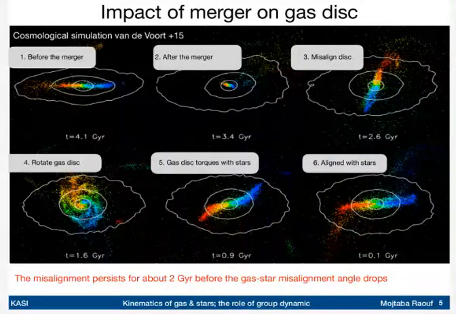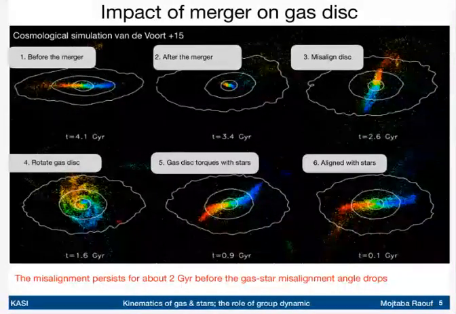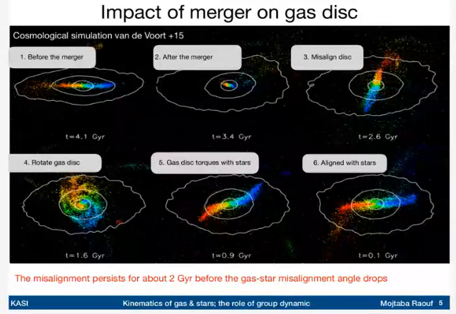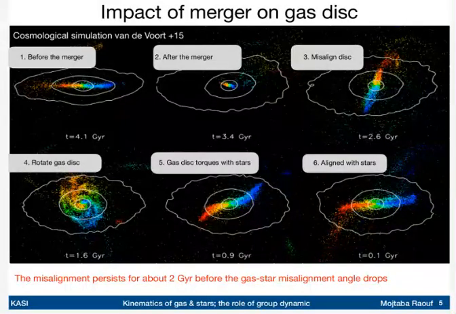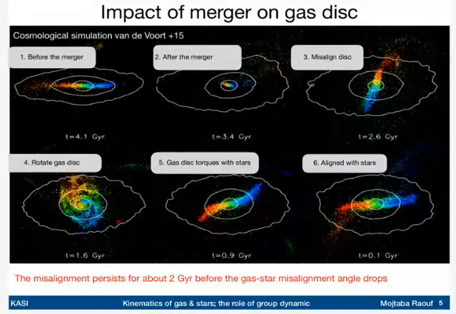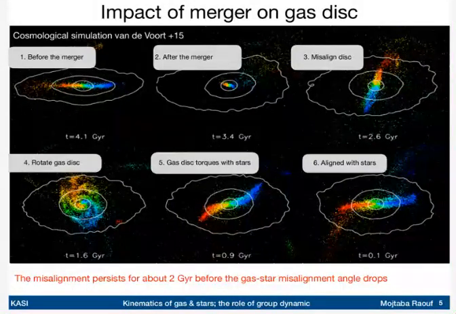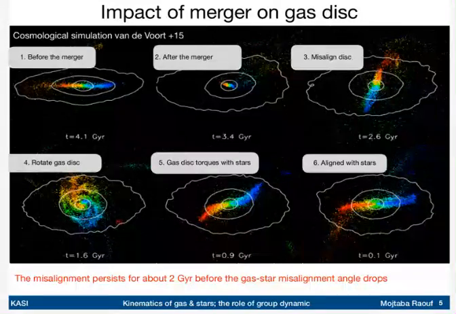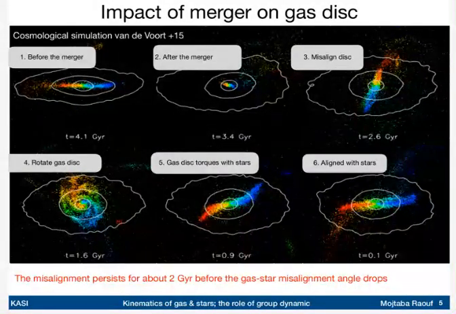So the galaxy formed a misaligned gas disk through accretion, as can be seen in the third panel. And the gas disk is seen to rotate in the fourth panel due to the continued misaligned gas accretion. At late times it is a bit warped, clearly visible in the fifth panel, because the gas disk torques with the stars, and the stellar torques are stronger in the center, which therefore realign first. The last panel shows that the gas disk is almost completely aligned with the stars.